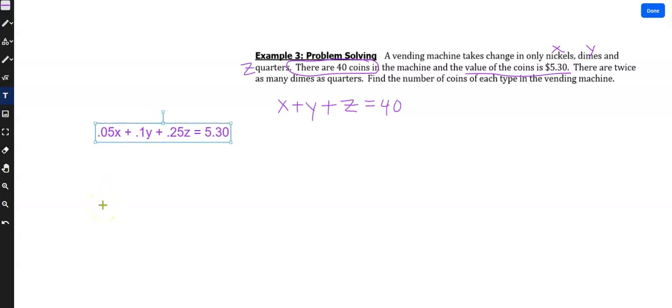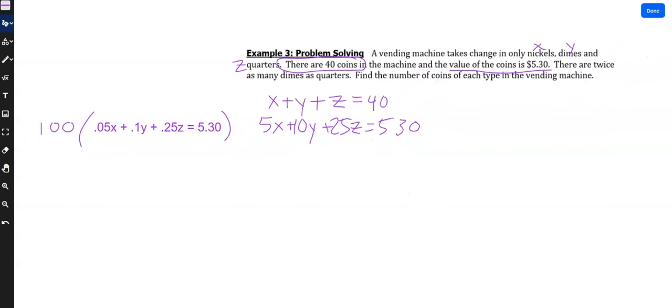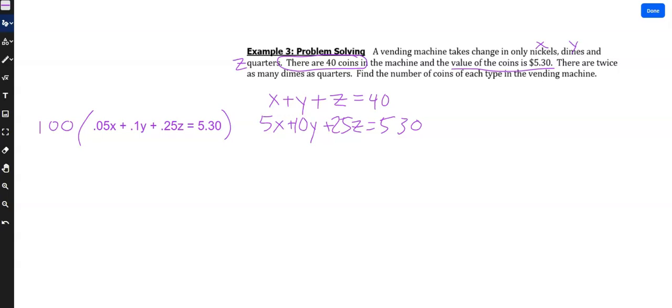Okay, so there's my equation, and not the form that I wanted. So just like we've done before, we're gonna multiply it by 100. And so that's gonna create 5x plus 10y plus 25z equals 530. Okay? But that's not my last equation. I need one more equation.